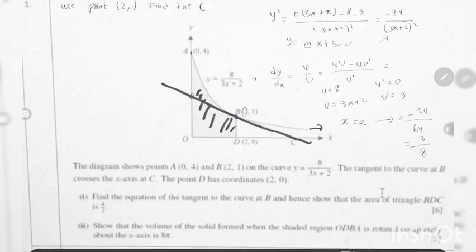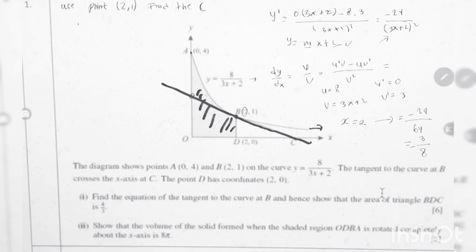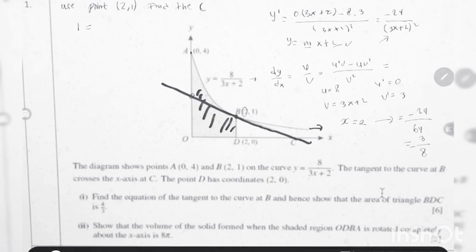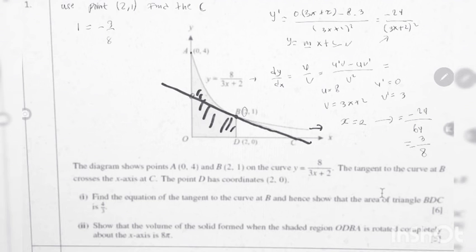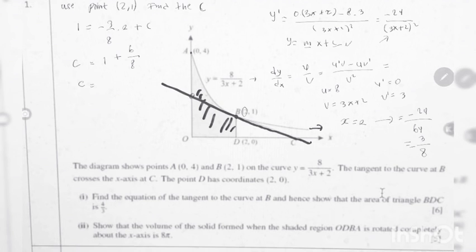Okay, so (2, 1) means 2 represents x and 1 represents y. So you put in 1 is y equals mx plus c. Our m is negative 3 over 8, our x is 2, right? And then to find c, it means 1 plus this one, which is 6 over 8, right? 6 over 8 equals 3 over 4. So you put it here, 1 plus 3 over 4, and that equals c equals 7 over 4.